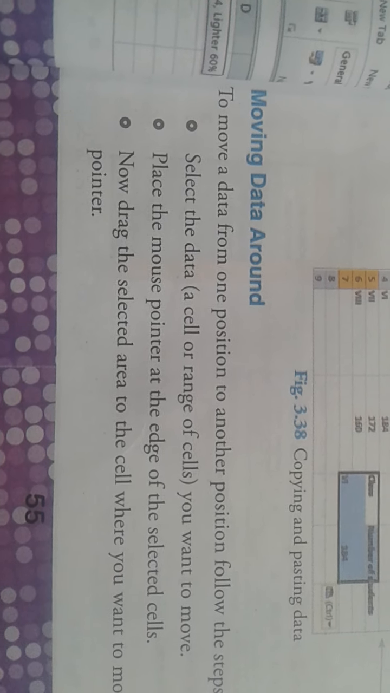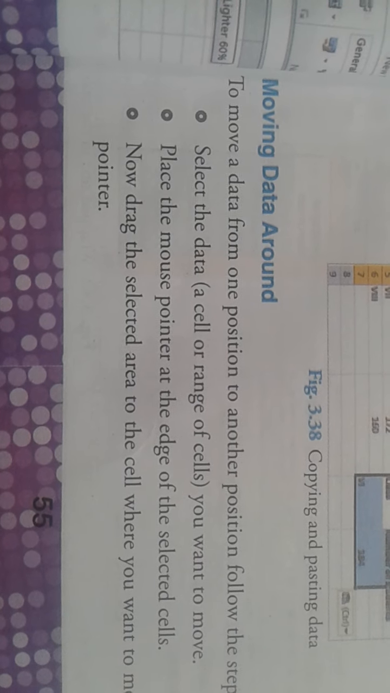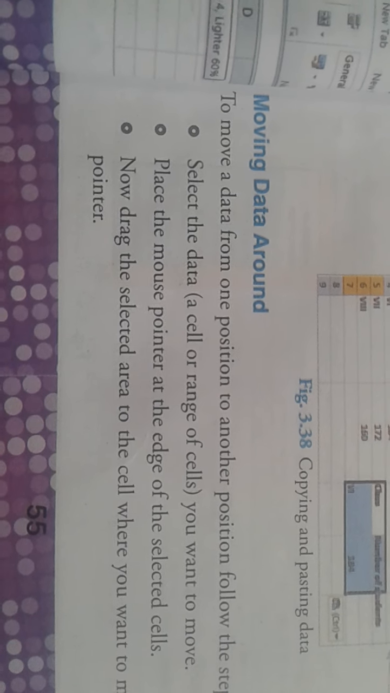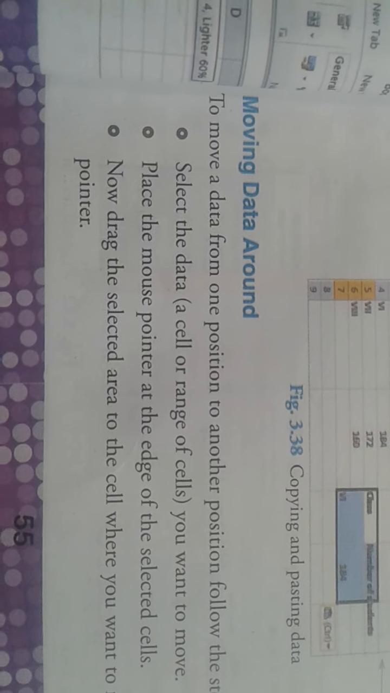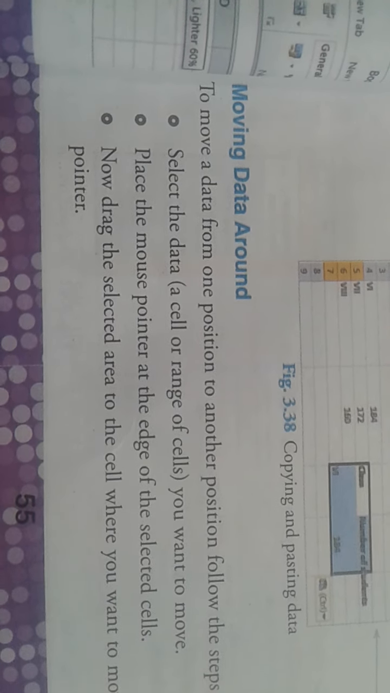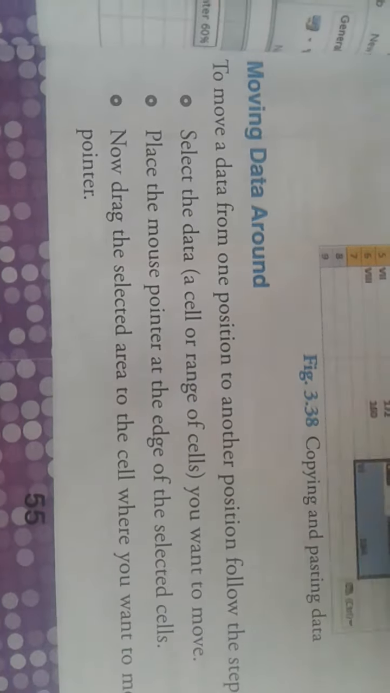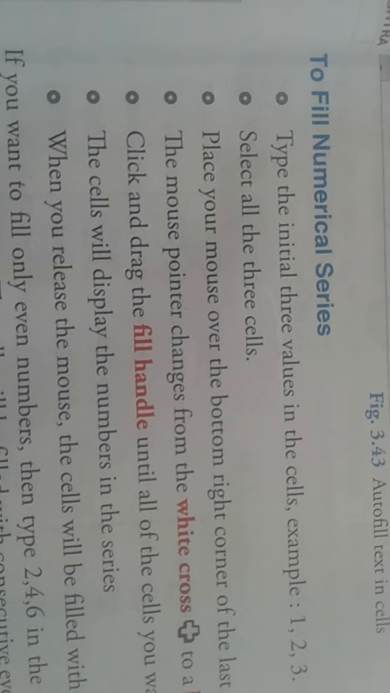What you have to do? You have to drag the selected area to the cell where you want to move the data and release the pointer. After releasing it, what happens? Automatically your data location has been changed. So this one is the method. That one is also called drag and drop.